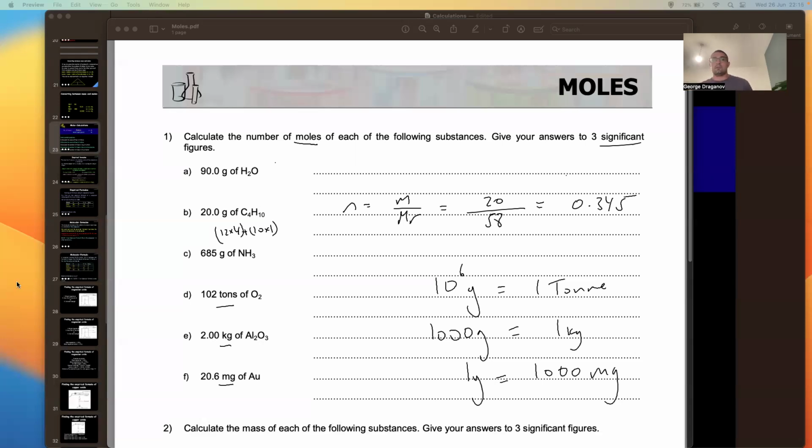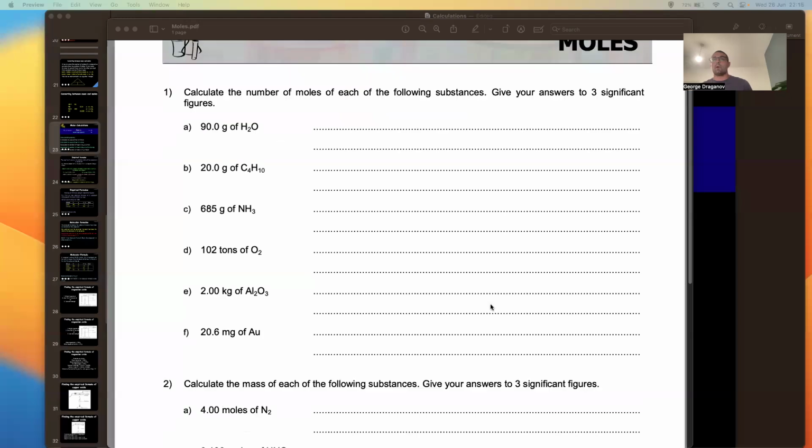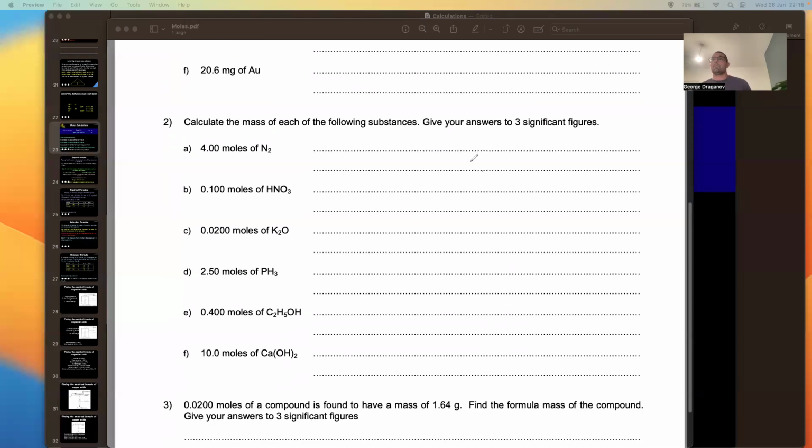Okay, lastly, just to show you how to do mass, one more example. Calculate the mass of the following. I'll do this one. So mass equals moles times Mr. Moles is 0.1 times the Mr of this. So hydrogen is 1 plus, nitrogen is 14 plus, oxygen is 16. 16 times 3 is 48. So 48 plus 14 plus 1, so that is going to be 63. The answer is 6.30 grams if we're doing 3SF.